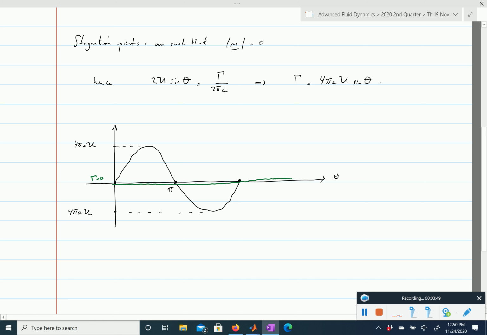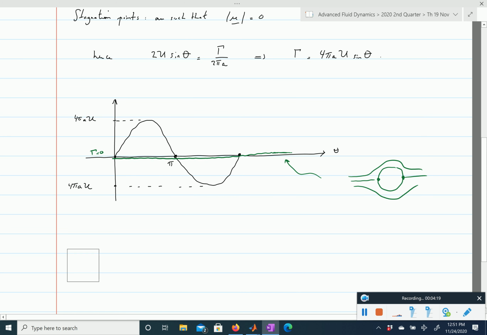When is this function equal to 0? We see that it's equal to 0 at 0, pi, and 2 pi. So our stagnation points are located at 0, pi, and 2 pi, and we've seen that before. If there is no circulation, the flow looks like this, and your stagnation points are here when theta is equal to 0, and here when theta is equal to pi.